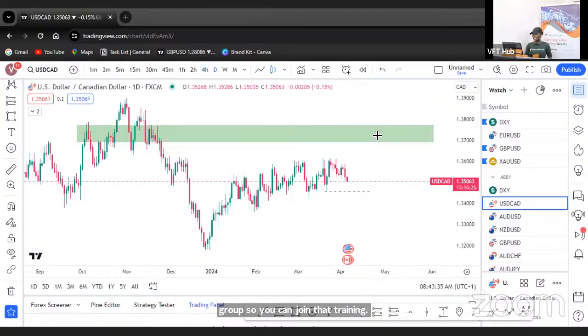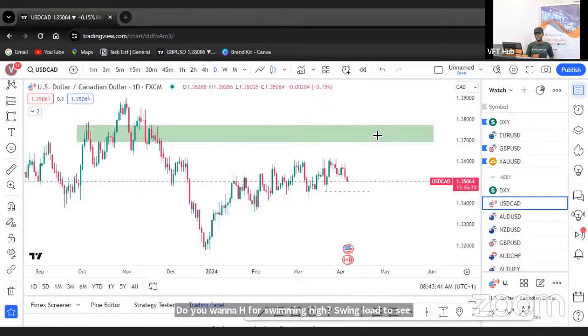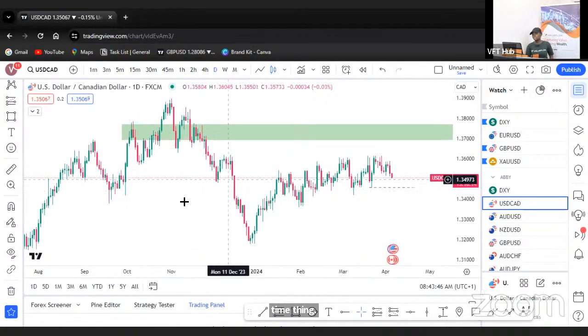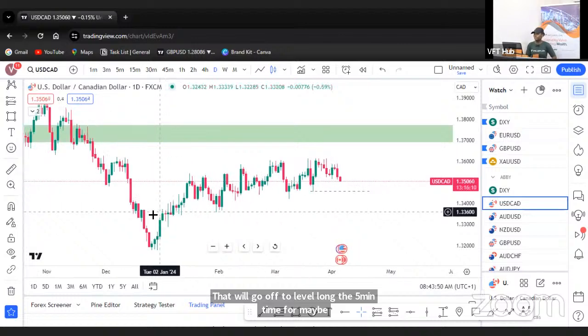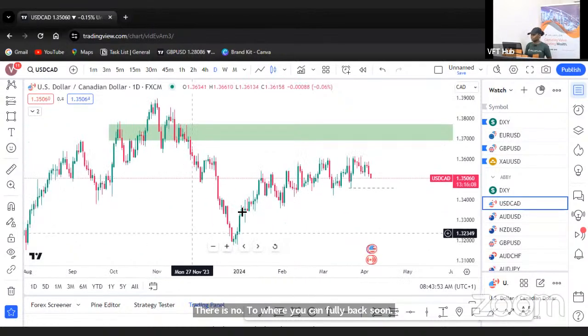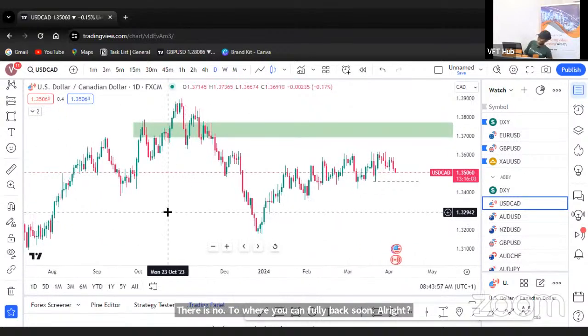Can we draw fib in that D1 and H4 swing high to swing low to see where to pull back? Fibonacci applies to every time frame. You can draw your fib level on the 5-minute time frame if you want to. So it applies to every time frame. There is no limitation to where you can pull it back to. All right? Any more questions?